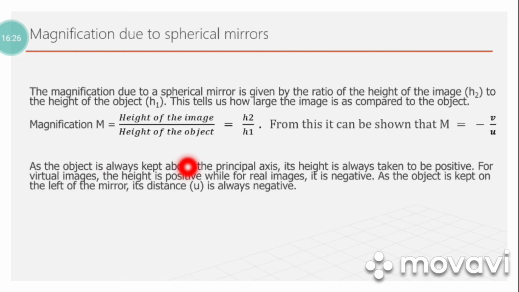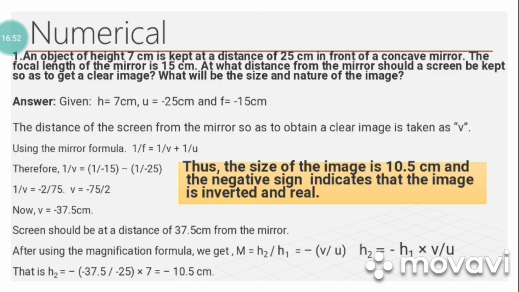As the object is always kept above the principal axis, its height is always taken to be positive. For virtual images, the height is positive, while for real images, it is negative. As the object is kept on the left of the mirror, its distance u is always negative. Let us solve this numerical. An object of height 7 centimeters is kept at a distance of 25 centimeters in front of a concave mirror. The focal length of the mirror is 15 centimeters. At what distance from the mirror should a screen be kept so as to get a clear image? What will be the size and nature of the image?